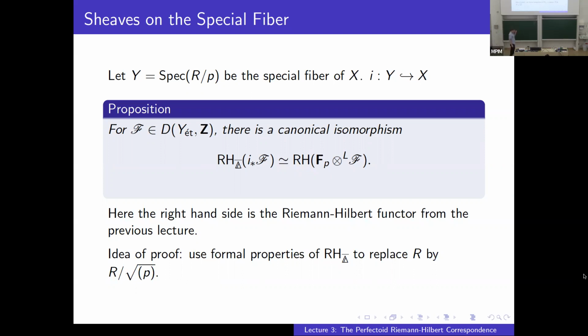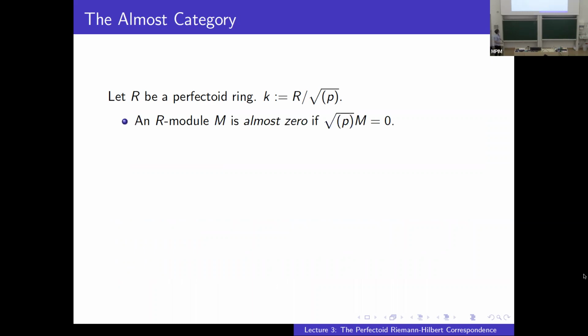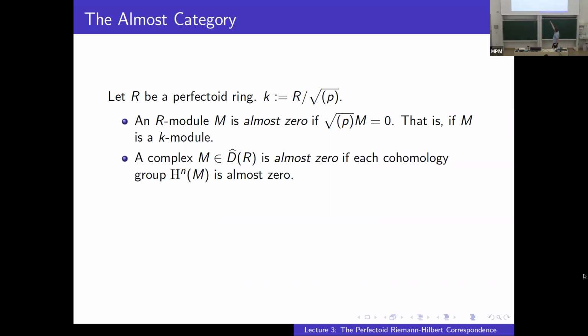And before describing that, I want to go into a brief digression about the almost category. Let's say R is a perfectoid ring. You can always extract from it a perfect F_p-algebra by dividing out by p and anything such that some power of it is divisible by p, that is, dividing out by the nilradical of the ideal (p). Definition: we say that an R-module is almost zero if it's annihilated by this nilradical. That's equivalent to saying that M has the structure of a K-module. And we say that a complex is almost zero if each of its cohomology groups is almost zero.